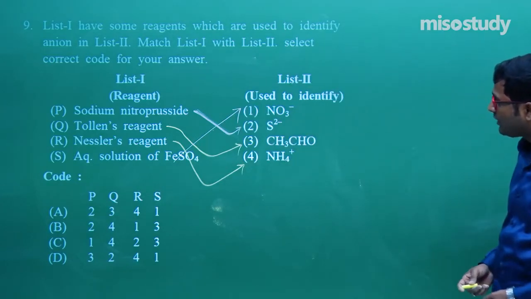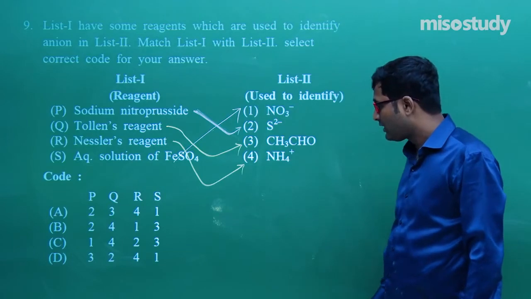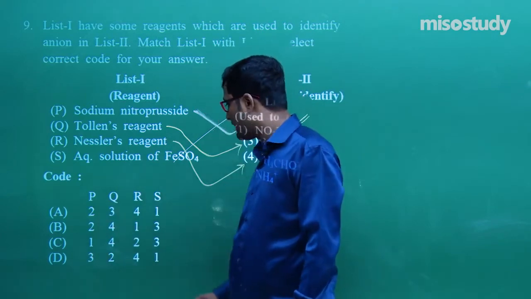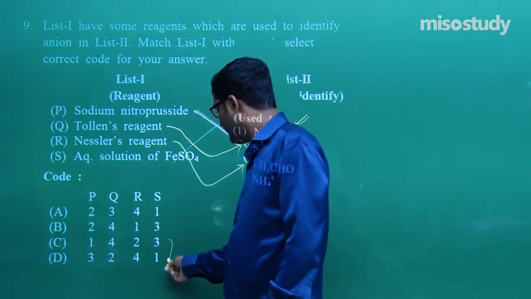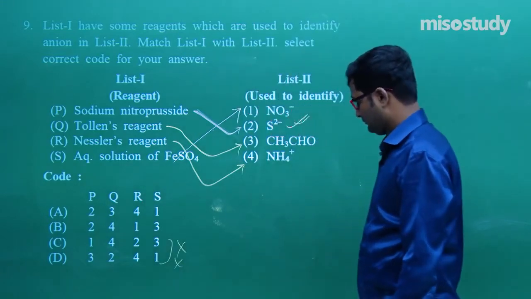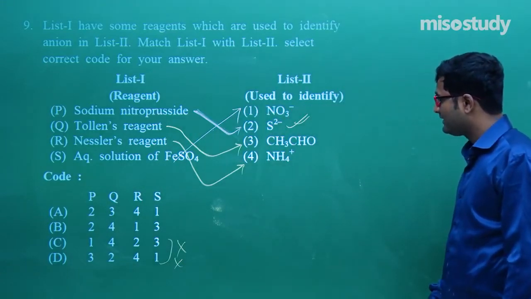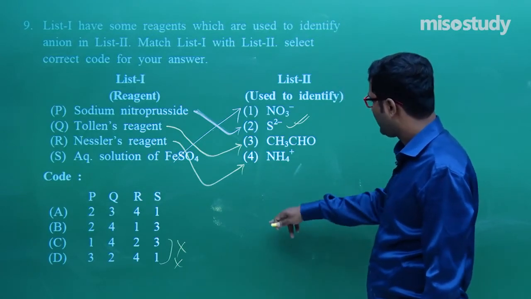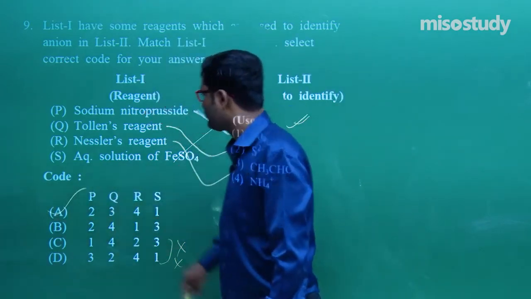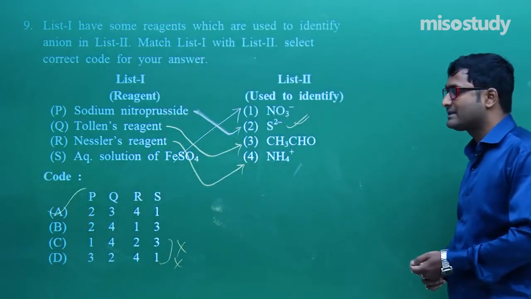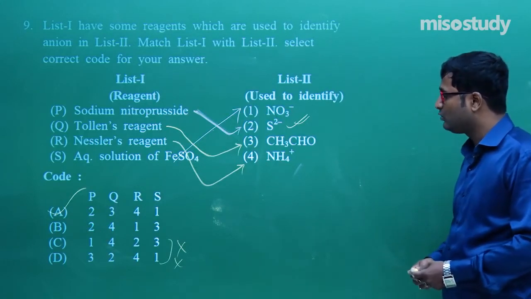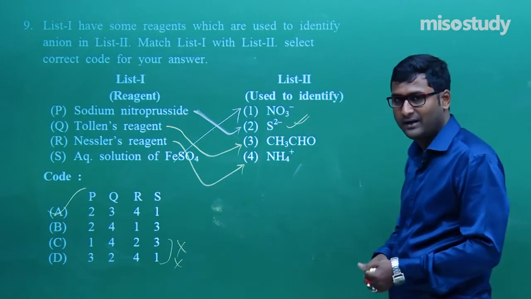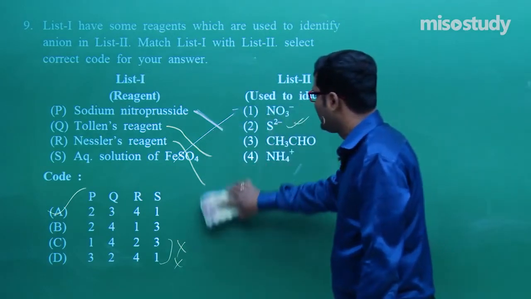So now check for P, the second is the correct option. So this one and this one may be correct, A and B; C and D cannot happen. For Q, tollens reagent, 3 is the correct option. For R, 4 is the correct option. For S, 1 is the correct option. So by observing this, we can say for question number 9, A is the correct option. For P, 2; for Q, 3; for R, 4; and for S, 1. Clear friends? Now I am going to wrap this part and we'll discuss the next question.